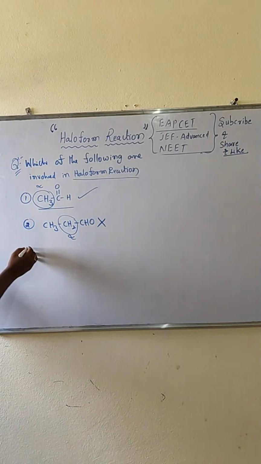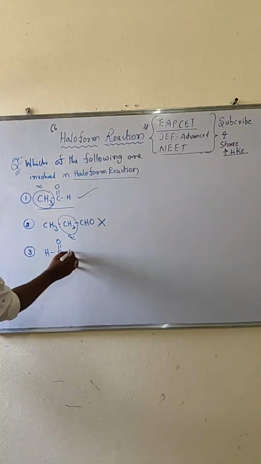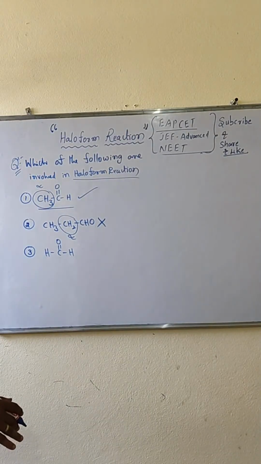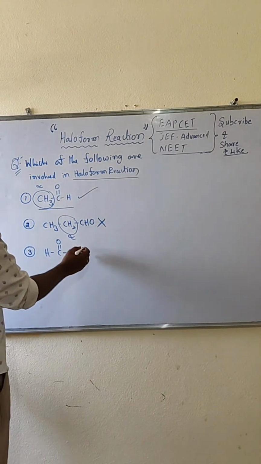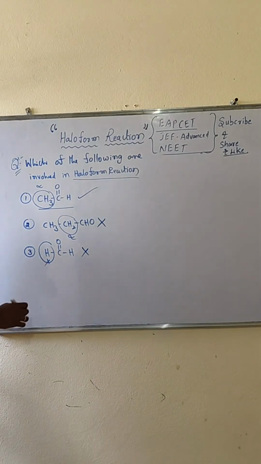Then one more. The third one is mentioned as HC double bond OH, that we know is formaldehyde. Is that involved in the haloform reaction? Tell me, is that involved in the haloform reaction? No. It won't be involved in the haloform reaction because the alpha methyl group is not there.